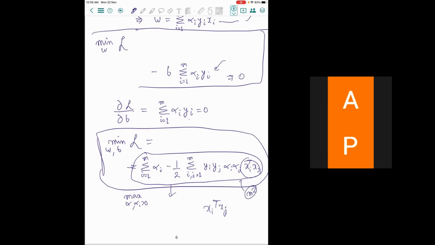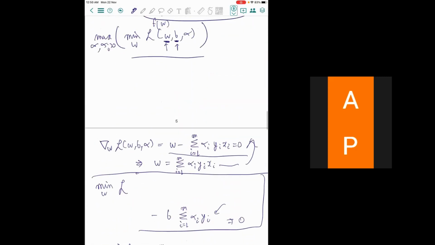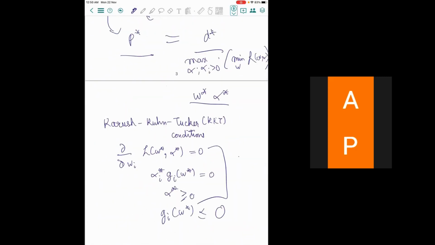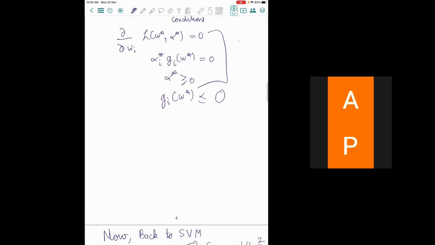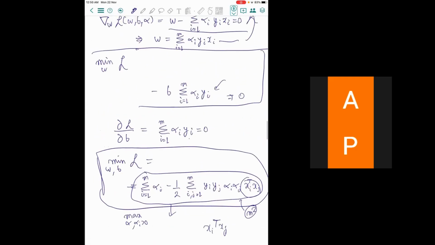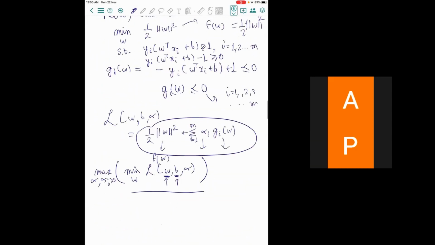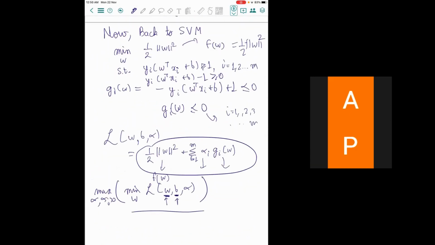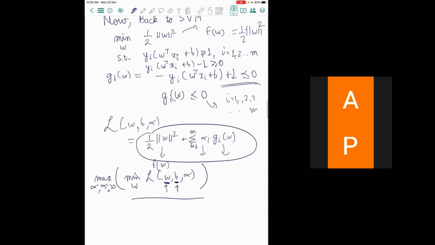Another thing to note is that in this problem, the Karush-Kuhn-Tucker conditions are already satisfied because we took this assumption in the beginning. Where is it? This g_i less than or equal to 0, we have taken as an assumption of the model.